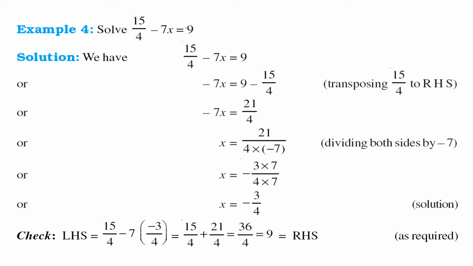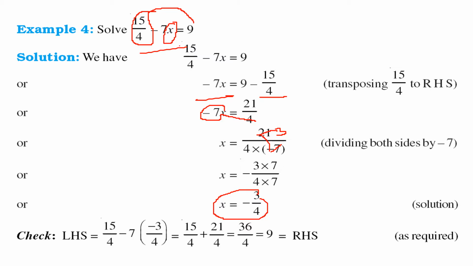Now I need to solve this equation. 15 by 4 minus 7 is equal to 9. For that, what we can do, first we can take this on the right hand side, that is it will be minus 15 by 4, this will be left. Now minus 7 can be taken in the denominator. So 7 3s are 21, so minus can be taken up, so minus 3 by 4 is the solution, and you can just check it. Put minus 3 by 4 here, and you can easily see that the left hand side becomes equal to right hand side as given here.